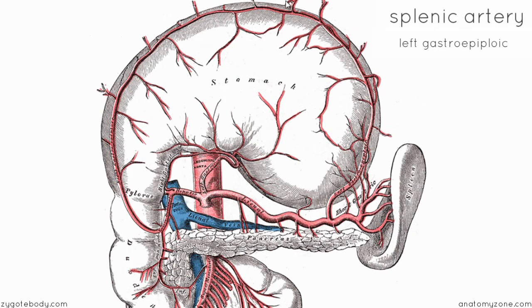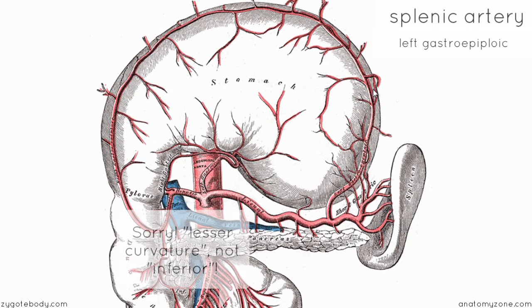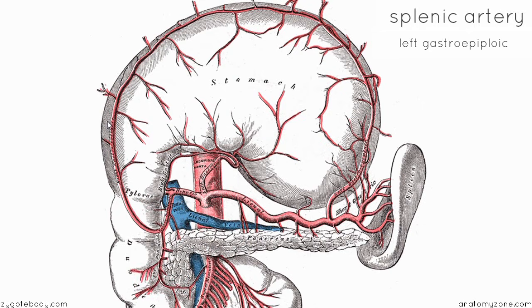So just like the left gastric and the right gastric artery, which anastomose on the inferior curvature of the stomach, the left gastroepiploic artery anastomoses with the right gastroepiploic artery, which comes off the gastroduodenal branch, which I'll talk about soon, and hopefully it will all come together and be clear.